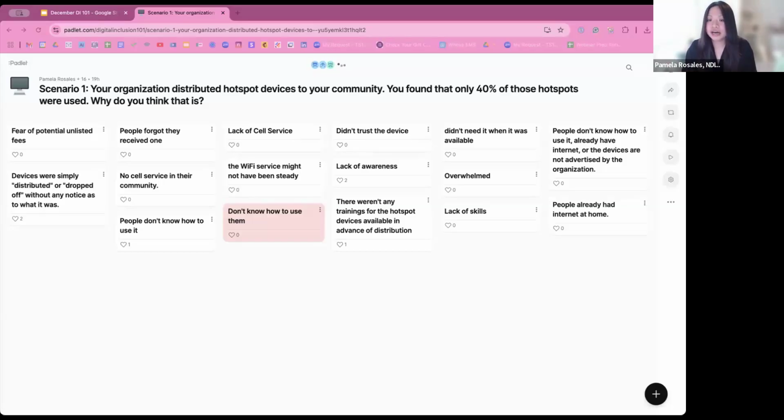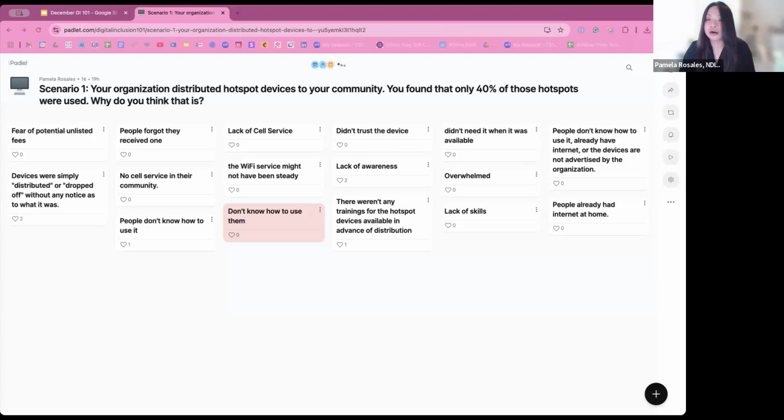Somebody had also shared that the instructions weren't there. So the instruction manual wasn't clear or it wasn't provided in their native language. Let's say you have a majority of Tagalog speakers there, but there were no instructions in Tagalog for them to understand. Well, then there's that missed opportunity and probably why 40% of them didn't use it.